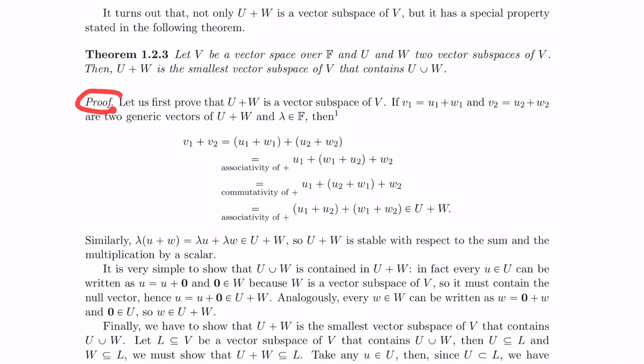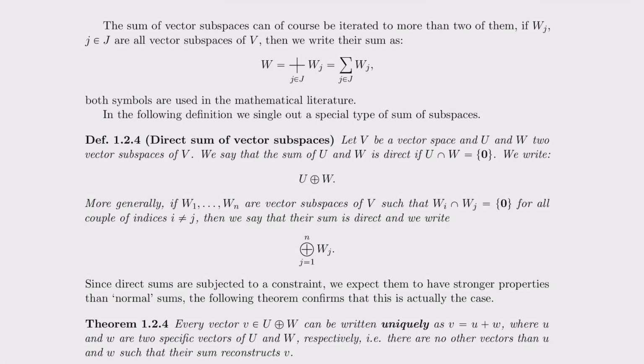As you can see here, I reported the proof of this theorem. This proof is not conceptually difficult, but it's a little bit long. For this reason, we don't have the time to discuss it. However, I strongly encourage you to read it. In the case in which you don't have just two vector subspaces, but a bunch of them, in the literature you can find these notations to indicate their sum.